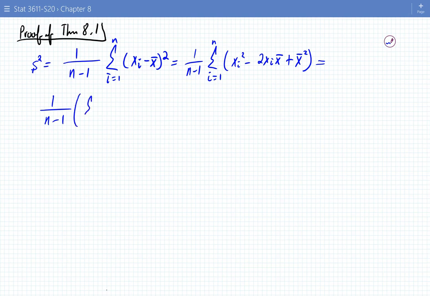So I've got the sum of the xi squared as i goes from 1 to n, plus the sum of x bar squared, I'm just jumping from here to here, i equals 1 to n, the sum of the x bars squared. And then we have minus the sum of 2 xi x bar, so i goes from 1 to n. Okay. So far so good.